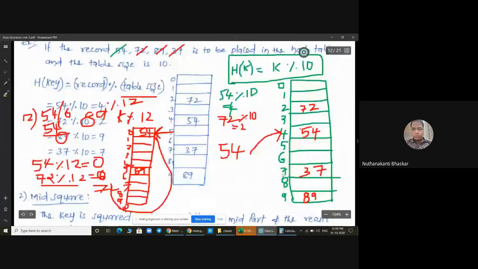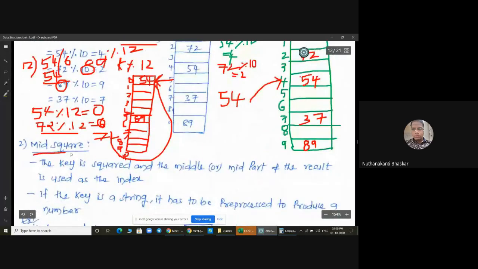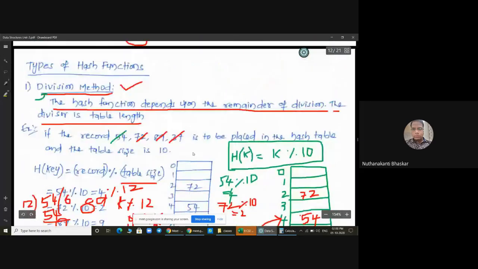Right. Now coming to the second method, the mid square method. The first method is clear, right? The division method is clear, right, everyone?